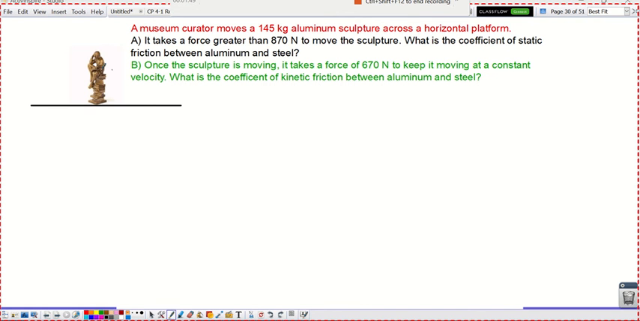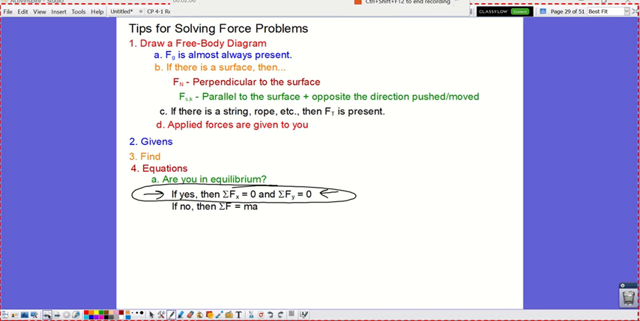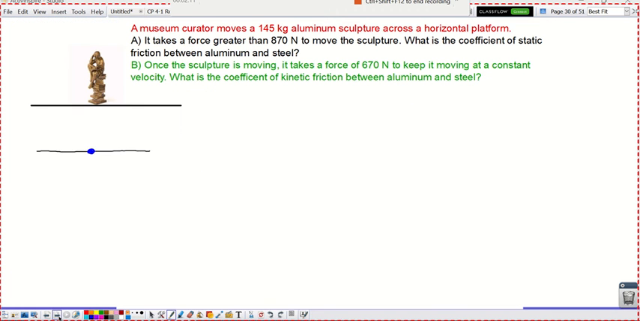Here's just a general picture. I'm going to draw up a free body diagram. We know we have a horizontal platform, and I'm going to draw a dot to represent my sculpture. You can go back and look at my tips for drawing a free body diagram. Gravitational force is almost always present, and there's gravity because this museum is on or near Earth. We've got a gravitational force.